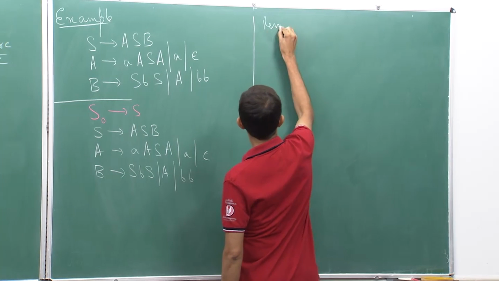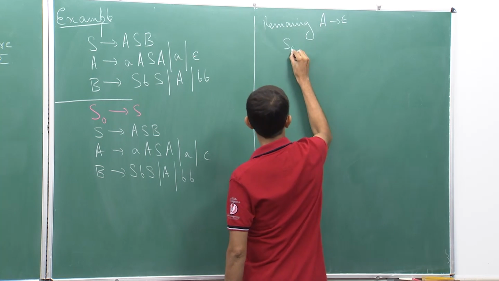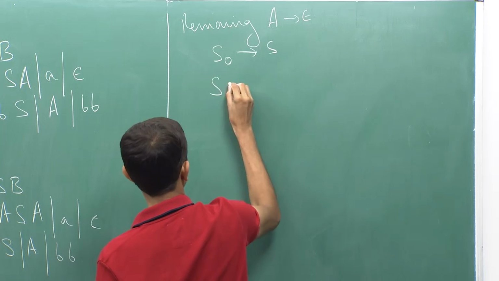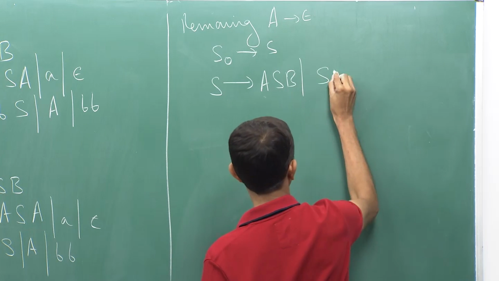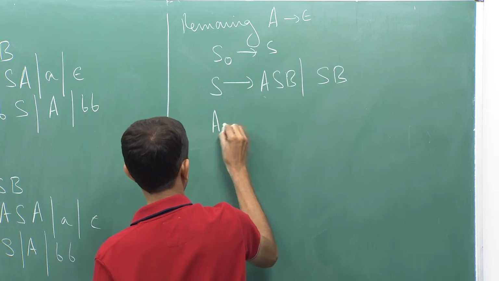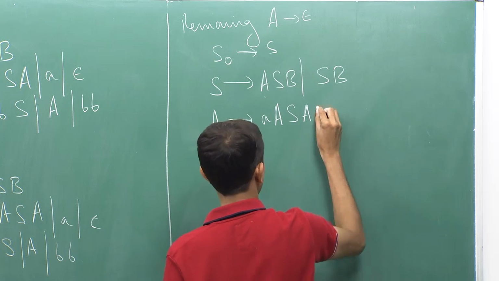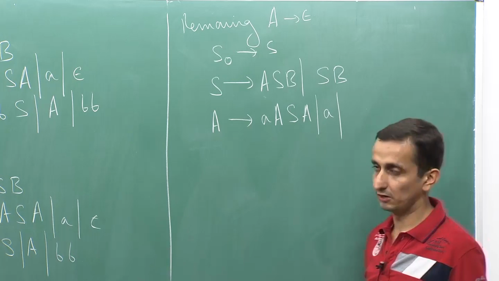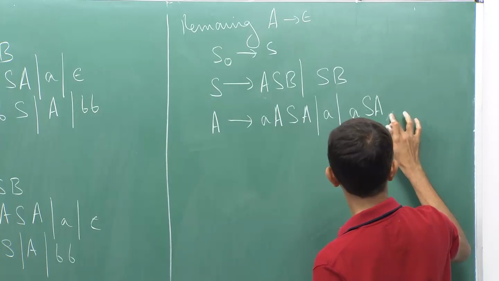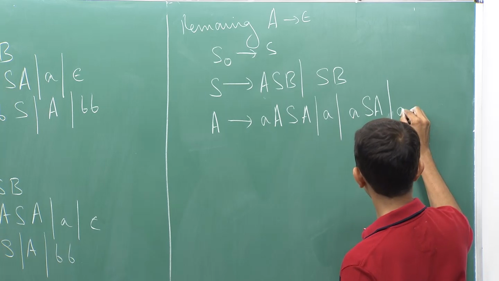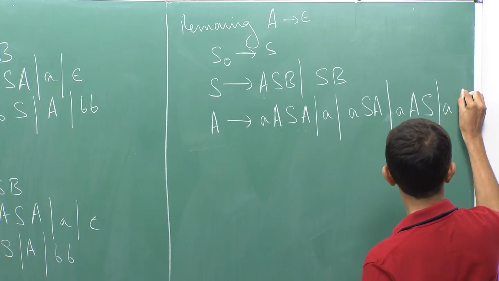So, first I remove A going to epsilon. So, I will have S naught going to S, then I will have S going to A S B. I remove A, so I get S B also. Then I have A going to a A S A or a. I have removed epsilon, but I have to add the new rules. So, for this I will now get a A S A or a A S, or if I remove both the occurrences I get a and capital S.